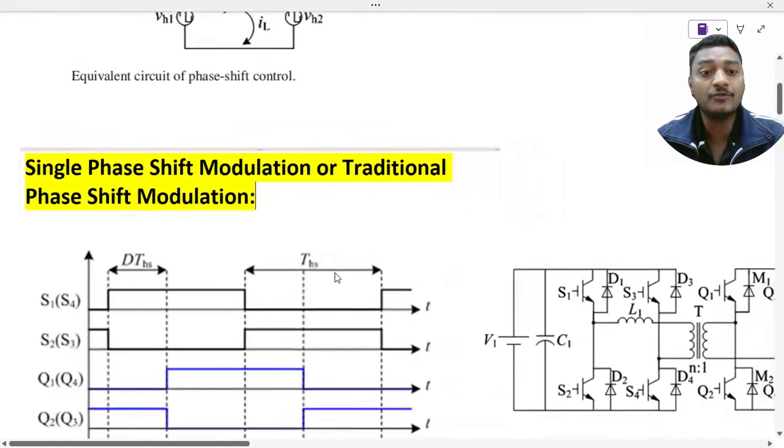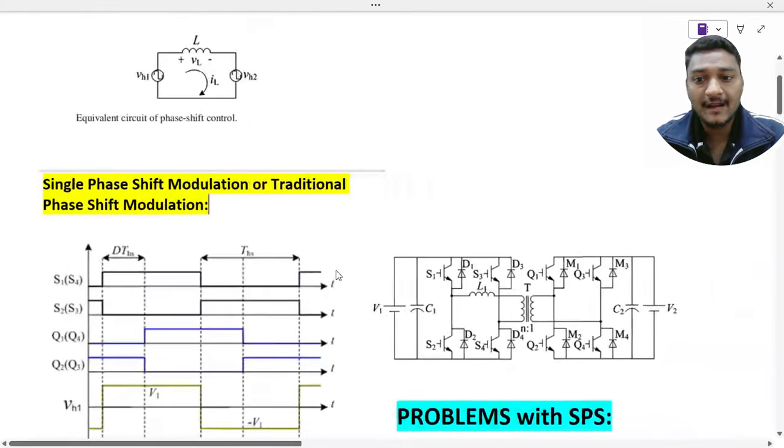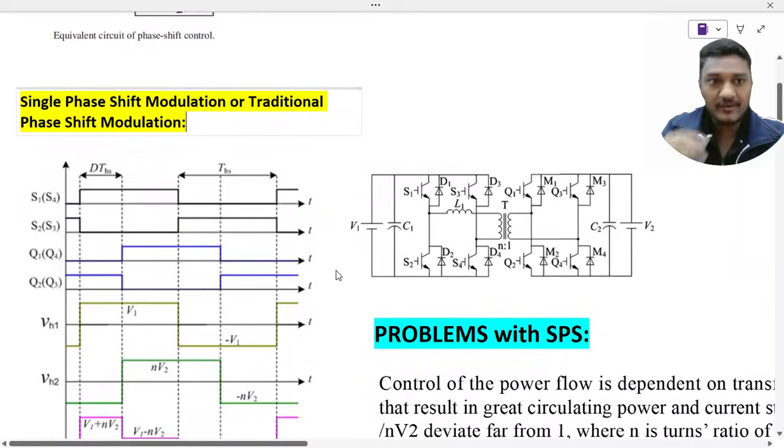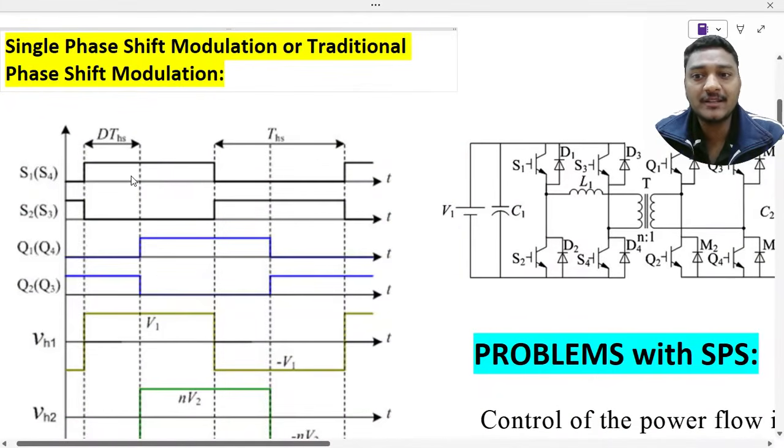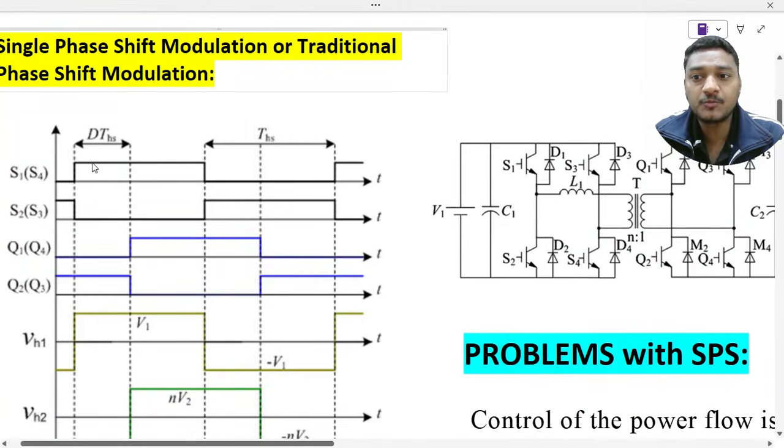So what we have seen here, and what are the problems associated with this single phase shift modulation, that part we are going to discuss. Now we have seen the structure of the gate pulses we are going to give to these bridges. S1 and S4 will turn on at the same time, S2 and S3 will turn on at the same time in a complementary fashion, and S1 and S2 are just phase shifted by some angle or some time delay, and then Q1 Q4 will be turned on.